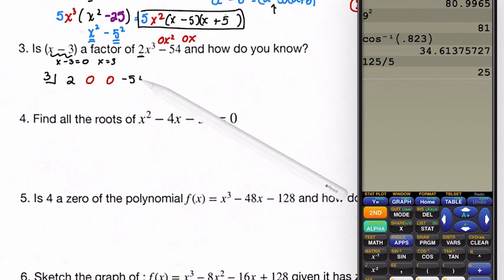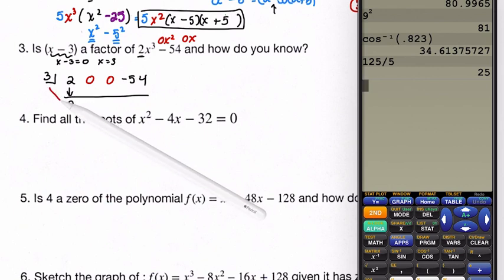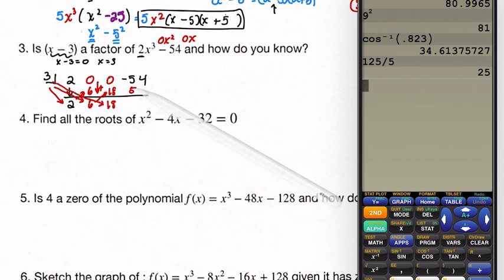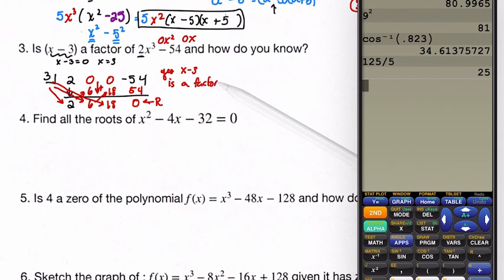And so to do the division, you skip a line and draw a line. Remember how synthetic goes. You bring the 2 down. You multiply the divisor out here times the number you just brought down, and you put your answer right in the next column, and then you add. Then you use 3 times 6, multiply, put it up here, you get 18, and you add. 3 times 18 is 54, and you add 0, remainder 0. Yes, x minus 3 is a factor. So that's one way to do it.